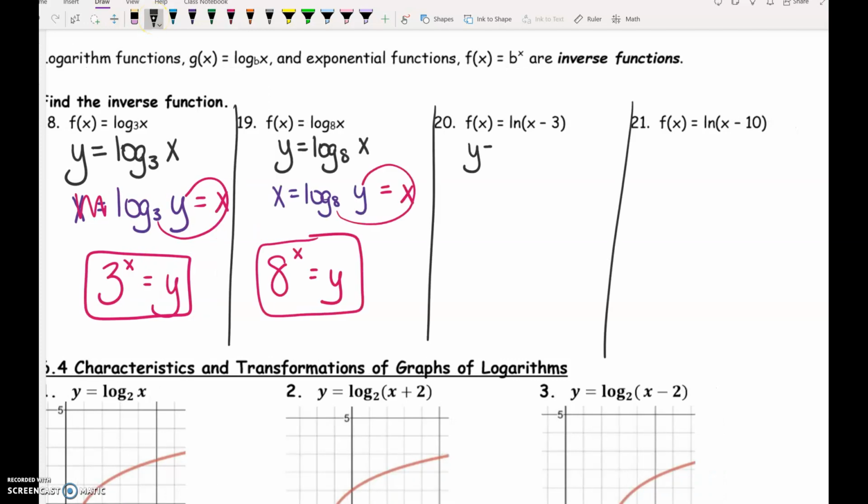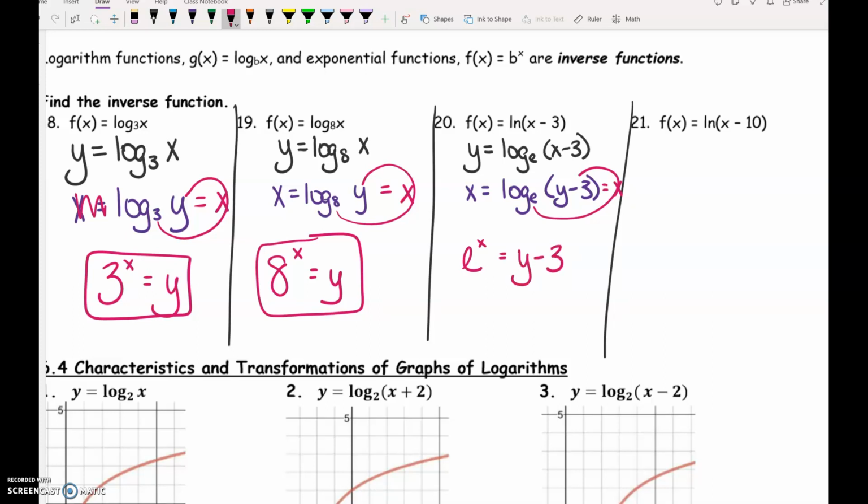Number 20, there's a couple things to think about here. ln is really log base e. I need to switch my y to x and switch my x to y. Then I need to do the log ride. And for most of us, it's easier to put the equals x on the right side. Start at your e and woo! E to the x equals y minus 3. What should we do now to finish getting y by itself? Add 3 on both sides, so our final answer is e to the x plus 3 equals y, or y equals e to the x plus 3. Try number 21 on your own.